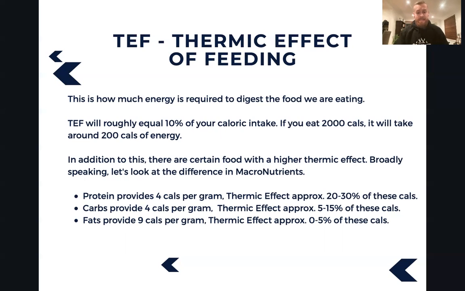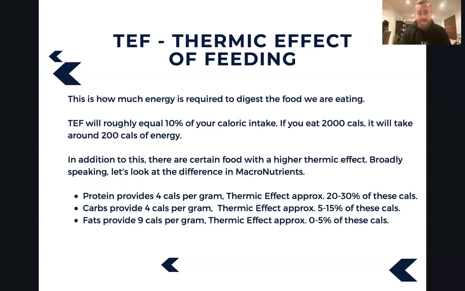The last one, and the lowest thermic effect, is going to be your fats. So your fats, as well as being the lowest thermic effect, will also provide the highest amount of calories per gram. So the thermic effect of your fats is from 0 to 5% of those 9 calories.